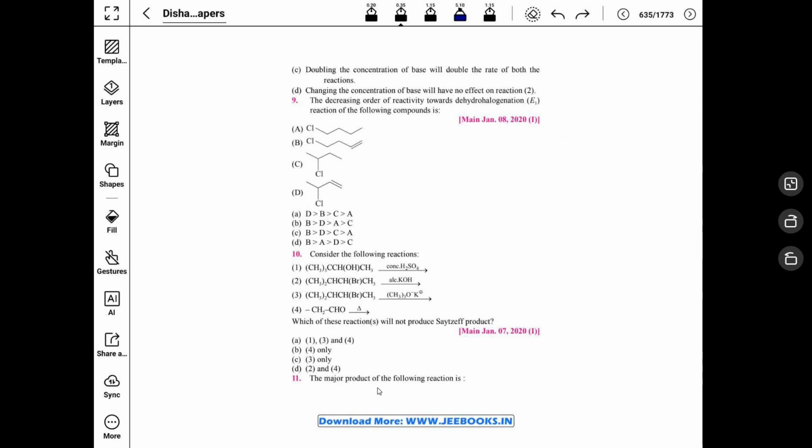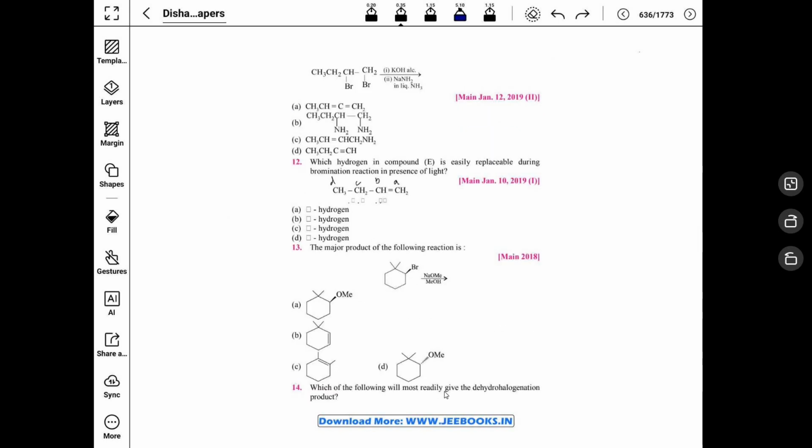Question 11: the major product of the following reaction. Okay, so this is a dihalide, a 1,2-dihalide.